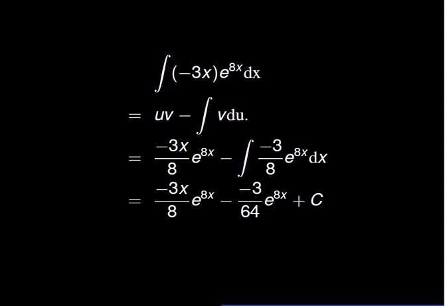The integral is equal to minus 3x over 8 times exponential of 8x, minus 3 over 64 times exponential of 8x, plus a constant c. As a result, the integral of minus 3x times exponential of 8x dx is equal to minus 3x over 8 times exponential of 8x, plus 3 over 64 times exponential of 8x, plus a constant c.